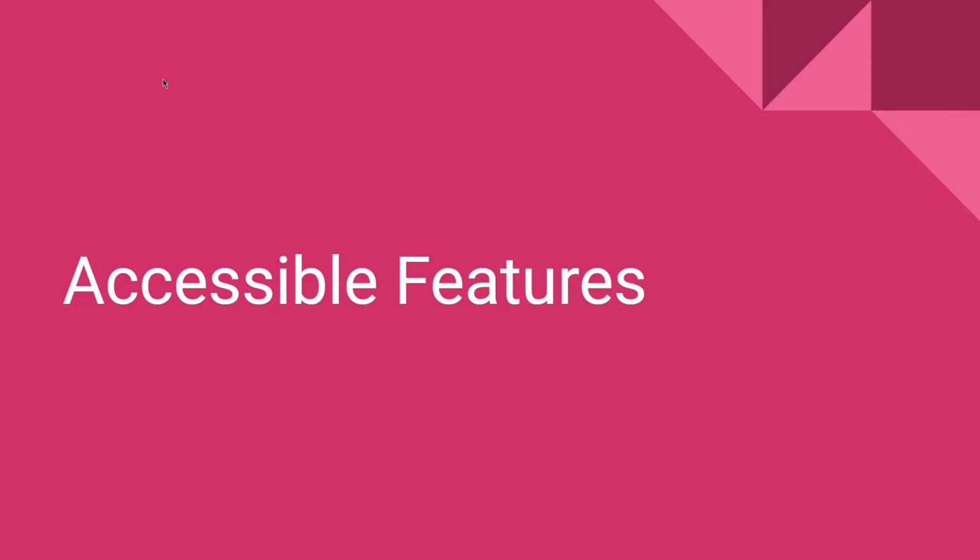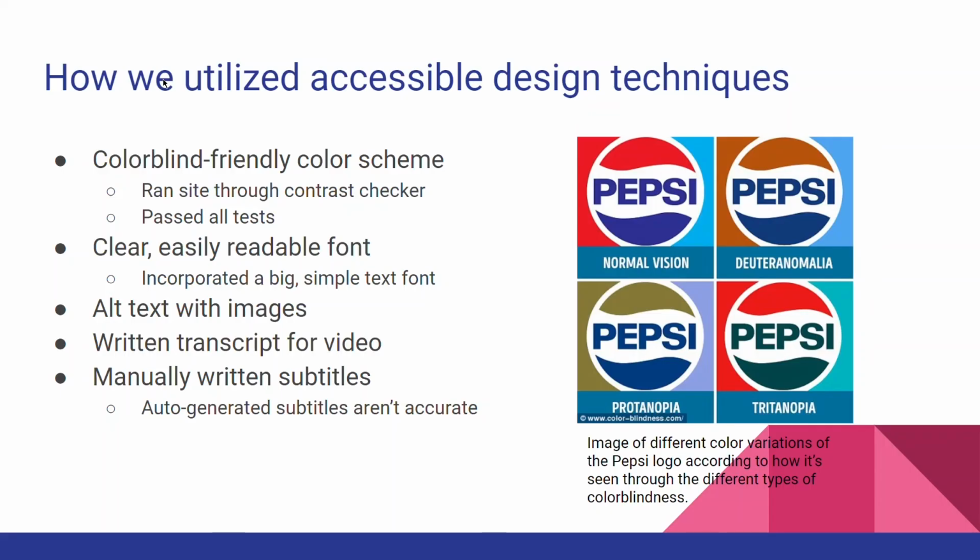Accessible features. So I will be presenting about how our group utilized accessible design techniques in both our presentation and our website. Firstly, we made sure that our website had a colorblind-friendly color scheme, meaning that people who suffer from color blindness and other visual impairments will have an easy time navigating our site. So we made sure to have our site include mostly whites, blues, and grays.